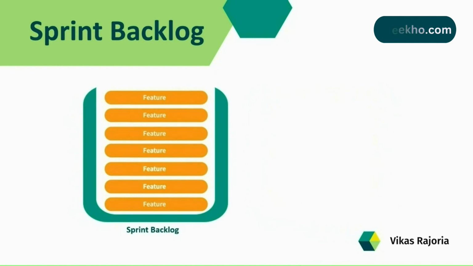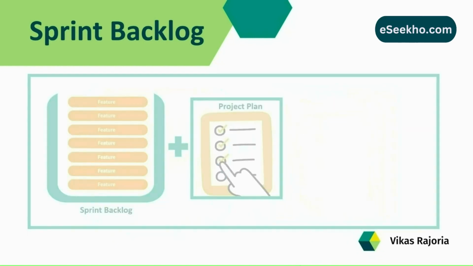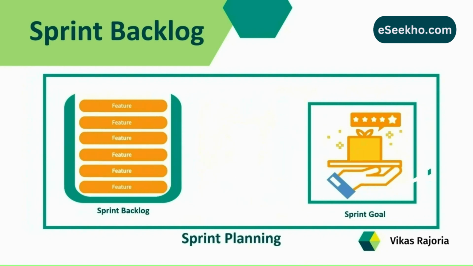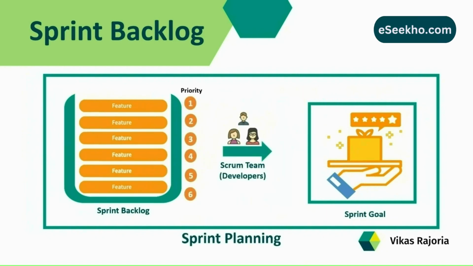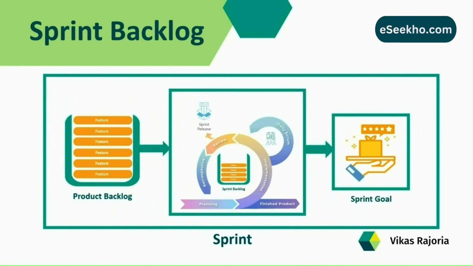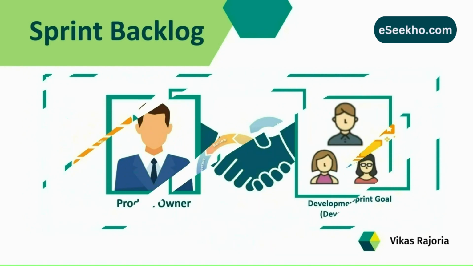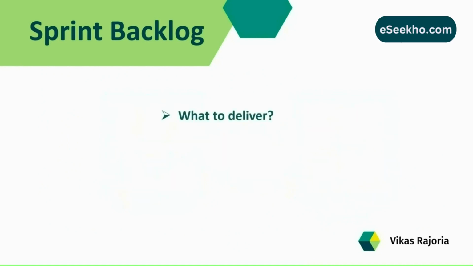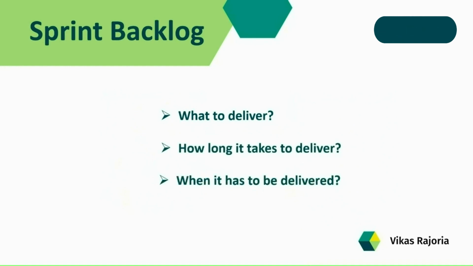The sprint backlog also contains a plan to deliver these items to satisfy the sprint goal. The plan creation is a part of the sprint planning session in which developers prioritize the stories to meet the sprint goal. The sprint goal is an objective for a particular sprint, basically an outcome of negotiation between the product owner and the developers or development team, which answers questions like what can be delivered, how long it takes to deliver, and when it has to be delivered.